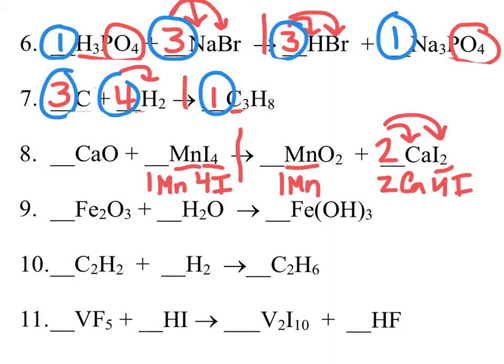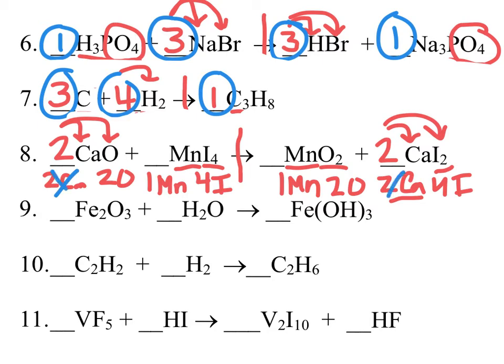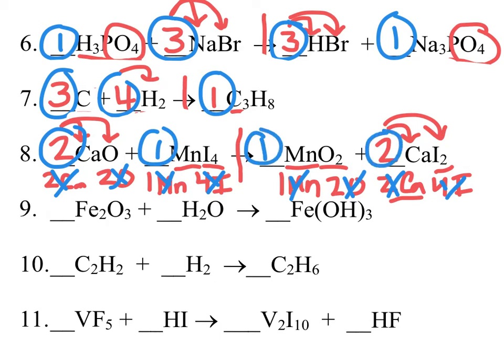That looks good. Now, since I got 2 calciums on this side, I'm going to put a 2 here because 2 times 1 calcium will give me 2 calcium. Also, 2 times 1 oxygen will give me 2 oxygen, which is great because over here I have 2 oxygen. So to me, it looks like everything's balanced out. 2 calcium, 2 calcium, 2 oxygen, 2 oxygen, 1 manganese, 1 manganese, 4 iodine, 4 iodine. So this becomes a 2, 1, 1, 2 in order to balance it. Pretty nice work, guys. Good job.